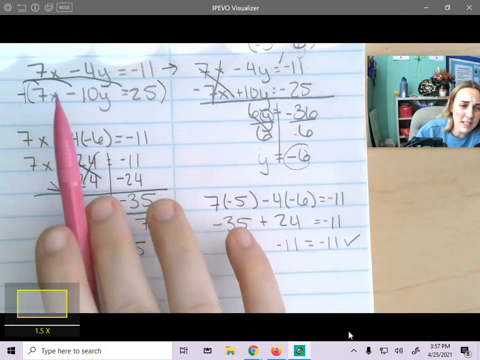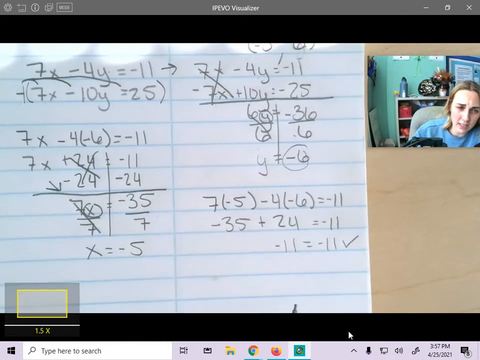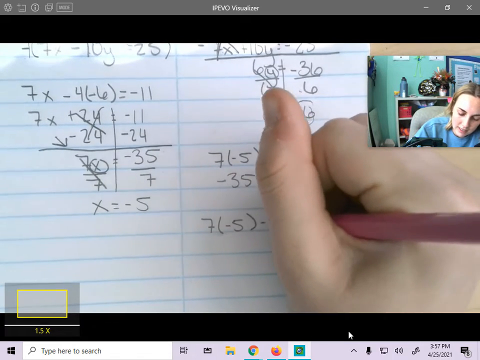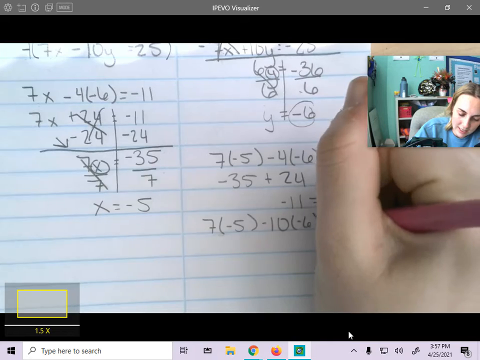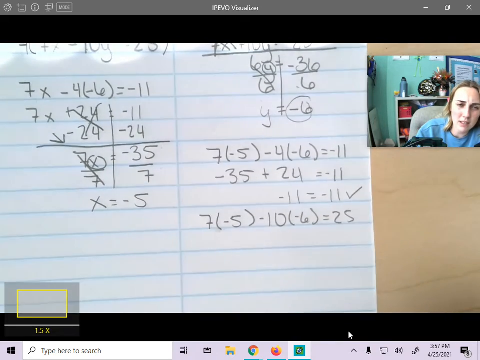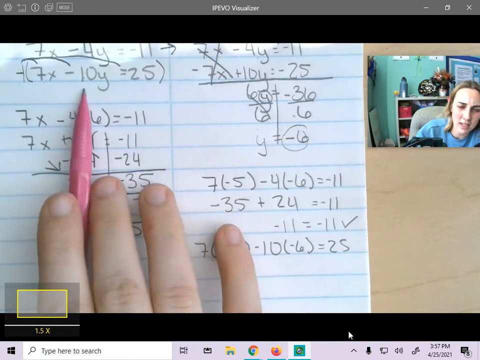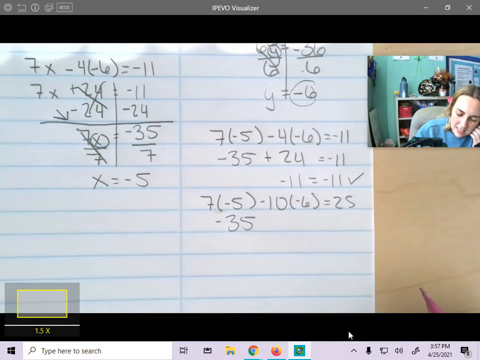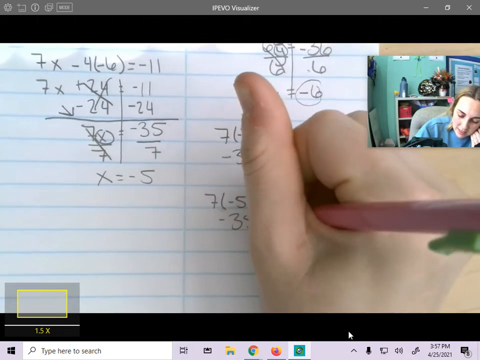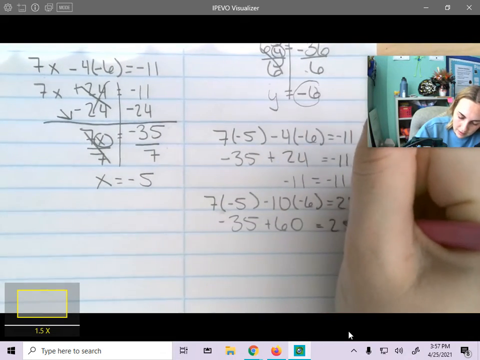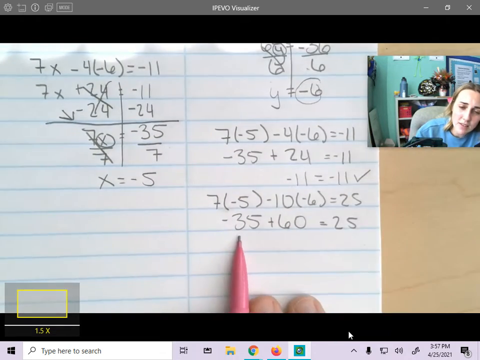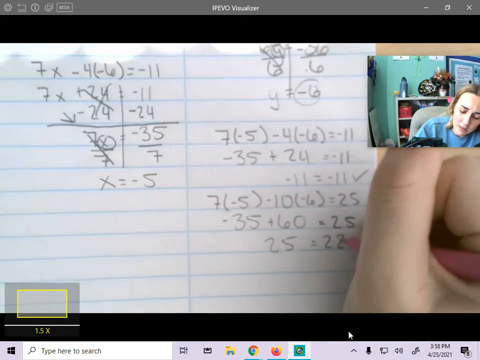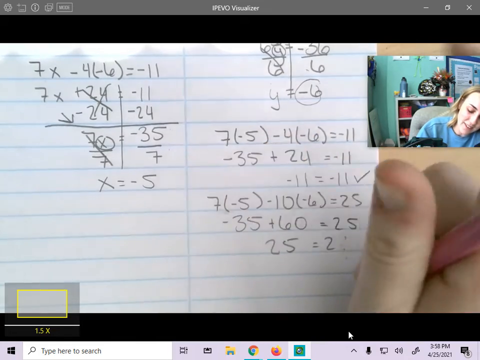Now I'm going to do the same thing with the second equation just because I want to make sure that I have the correct answer. So I have 7, my x value is negative 5, minus 10, my y value is negative 6. I need to make sure that is equal to a positive 25, okay? Because that's what this equation right here says. So 7 times negative 5 again is negative 35. Negative 10 times negative 6 is going to give me a positive 60. And that should be equal to 25. Negative 35 plus 60 is equal to 25. That is correct. That means 25 is equal to 25.